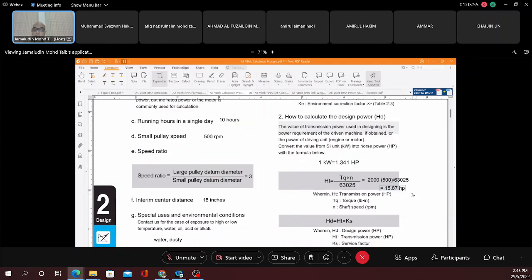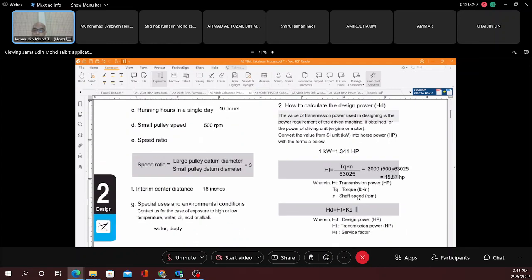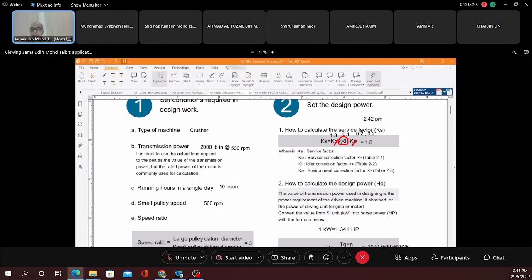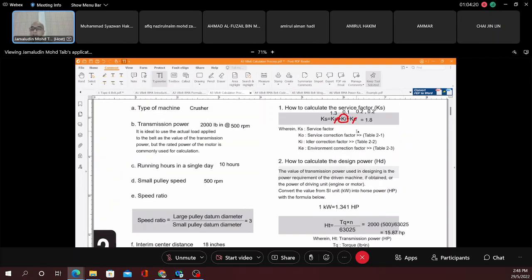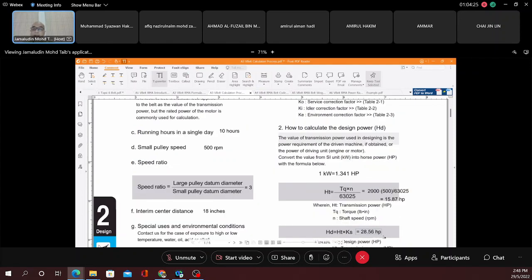Then the design, as mentioned before, the safety factor will be maybe we have to design 80%. That means the safety factor is going to be 80%, times 1.8, going to be 28.56 horsepower. That we're going to choose, and the design is going to be 28.56 because the safety factor is 80%. That will be the design power.